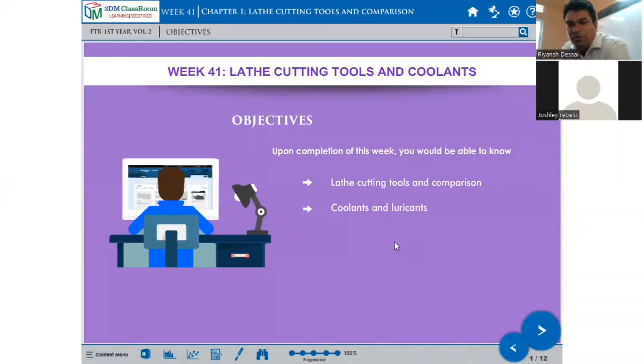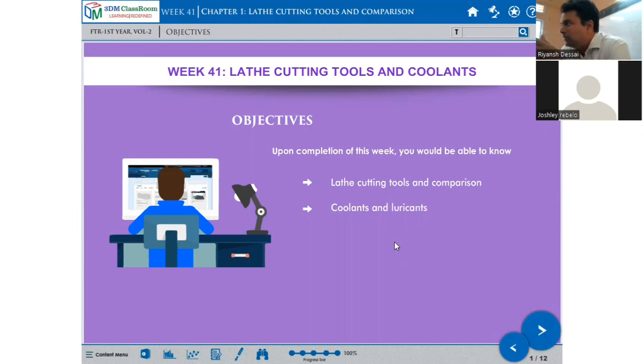Now we have the next topic, called lathe cutting tools and coolant. So the lathe cutting tool, we have its theory. What kind of tool do we use so that we can cut the metal? Like a drill has a point angle for cutting, similarly the lathe cutting tool also has cutting angles.